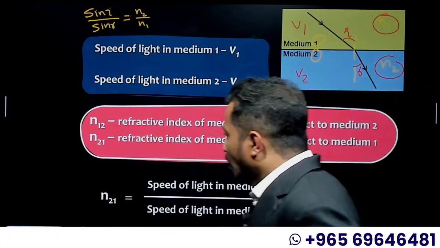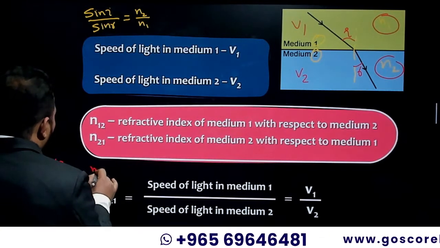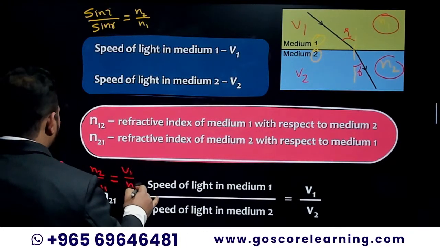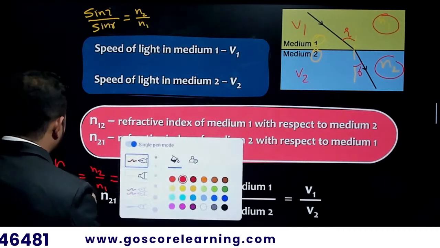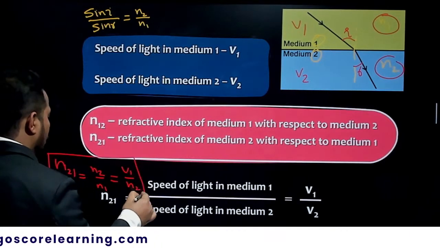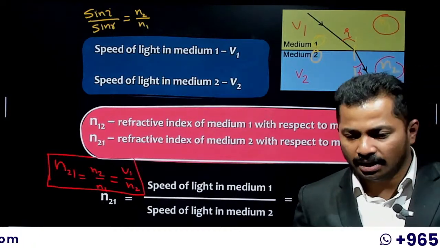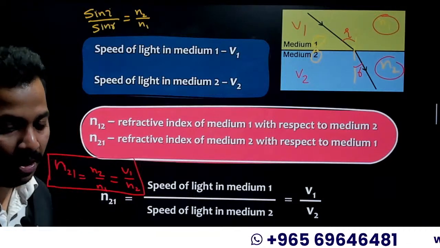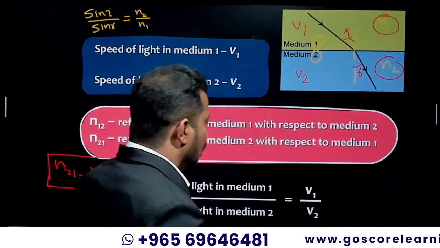So refractive index n21 we can write. n21 means n2 by n1, but in terms of velocity it is v1 by v2. How we get the equation is not important for us. Anyway, we need to mention that n2 by n1 is equal to v1 by v2, the speed of light in the first medium divided by the speed of light in the second medium.